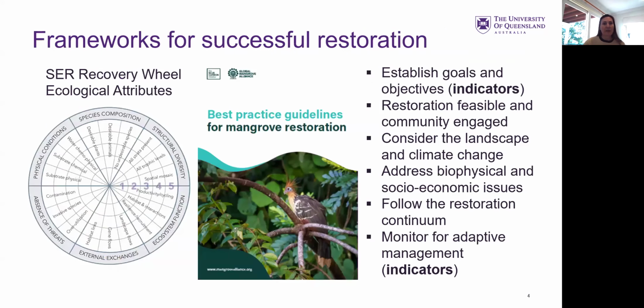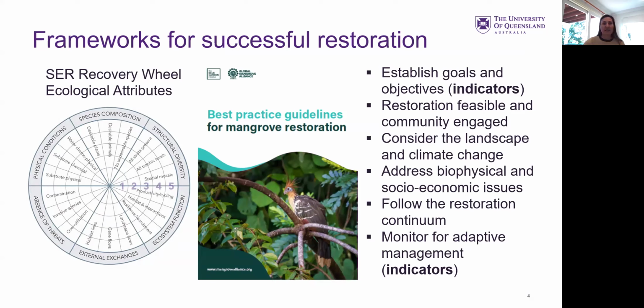And there are a number of frameworks for successful restoration. The Society for Ecological Restoration has the recovery wheel, and they list a number of ecological attributes that should be used in planning a restoration project and monitoring it. These are species composition, structural diversity, ecosystem function, external exchanges, absence of threats, and physical conditions.